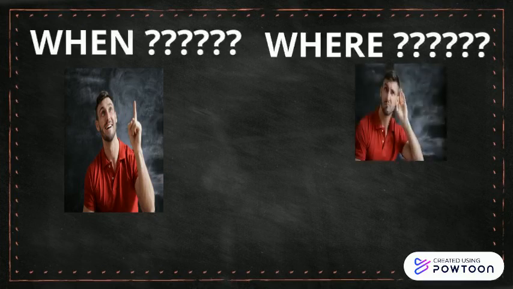So when, the usage of when is to ask about the time of an event, and the usage of where is to ask about the location, direction, or a place where the event is happening.